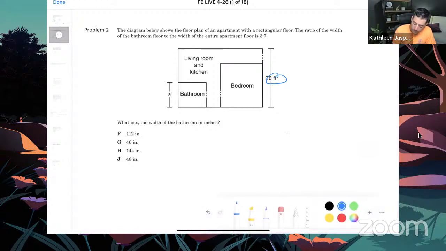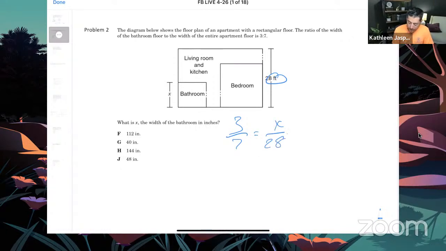So that I have room, I'm doing 3 over 7 equals X over 28, knowing that this is in feet. So first, I can figure this out. How do we figure out a proportion? Well, the easiest way, in my opinion, is you pick up your calculator.